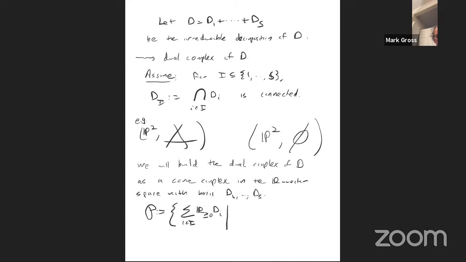whenever the corresponding set is valid. So capital I ranges over subsets of the index set 1 through S, and we only allow those I for which D_I is actually non-empty. So the intersection of those D_i, little i contained in the index set I, should be non-empty.